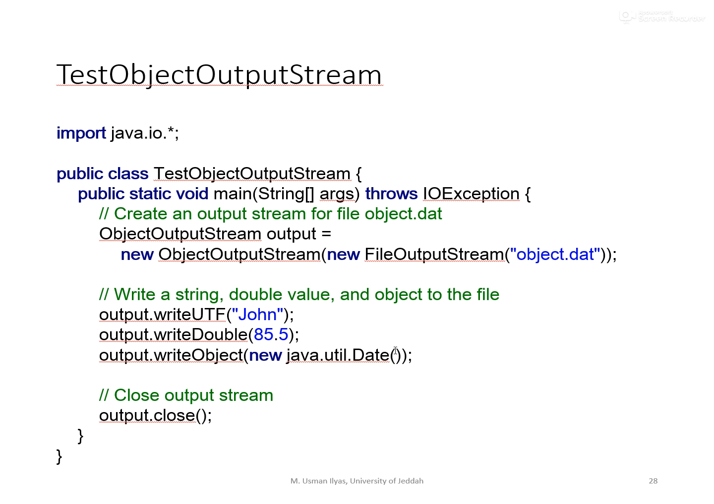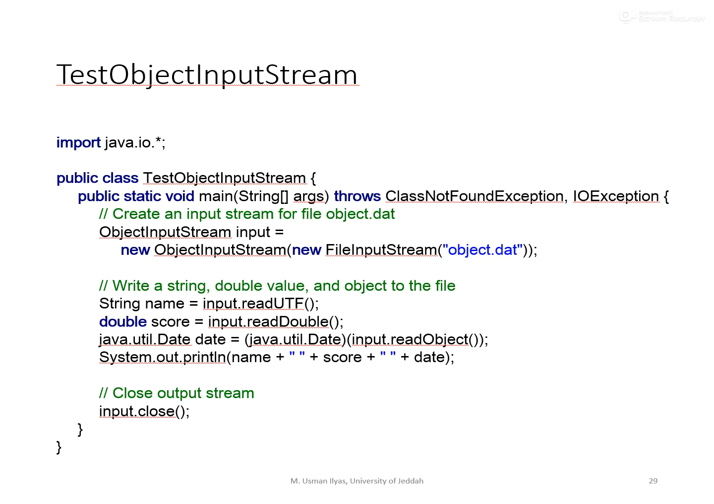So we're just going to create an object of the current date and time and write that object to file. And as you know, the date class has many different member variables inside it, so that'll adequately demonstrate the writeObject method. And then we close the file, and that's that. Then for the read demo, we're going to create another project called test object input stream, and this does kind of the same thing, but in reverse.